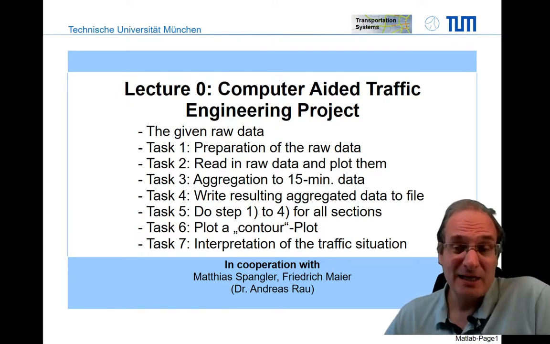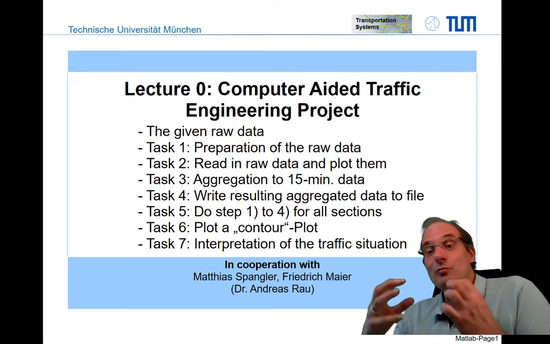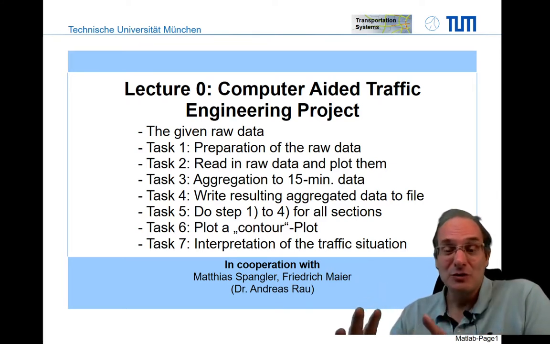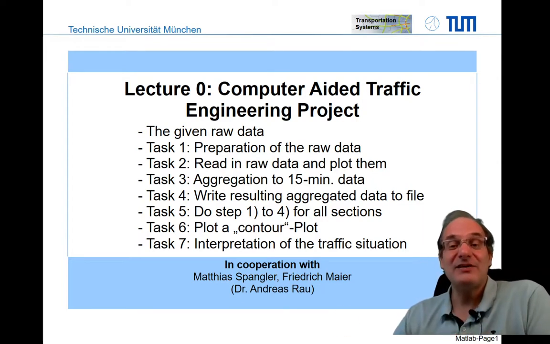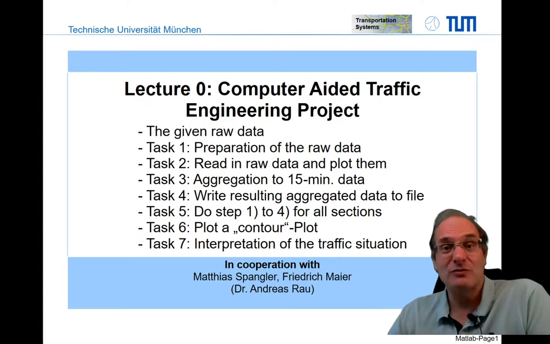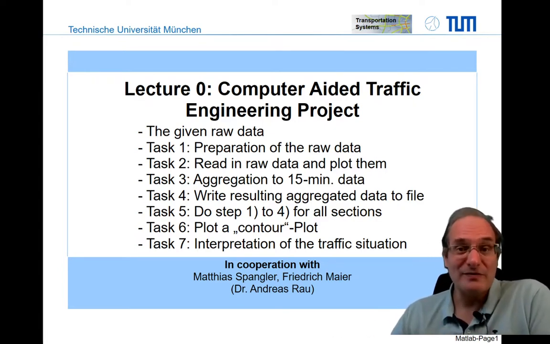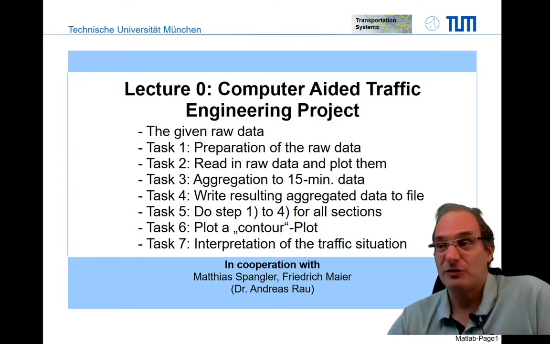And finally, we want to use all of this aggregated data to plot a new colorized color plot or contour plot to see special effects like traffic jams, congestions, shock waves, things like that, so that we can interpret the traffic situation.